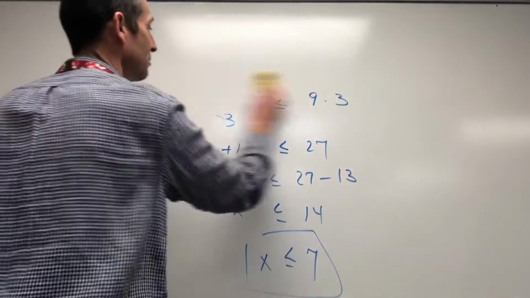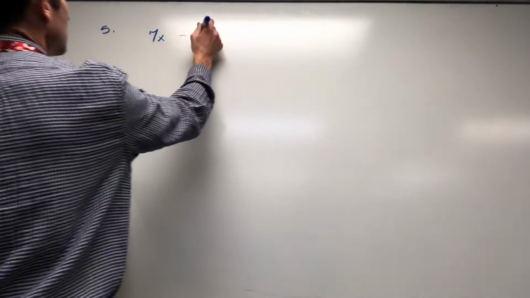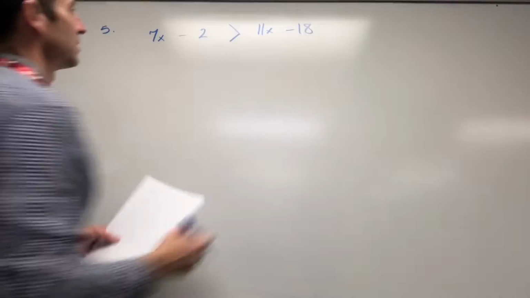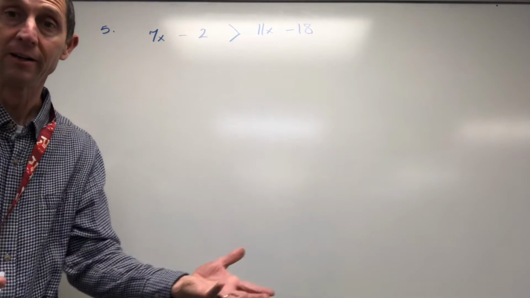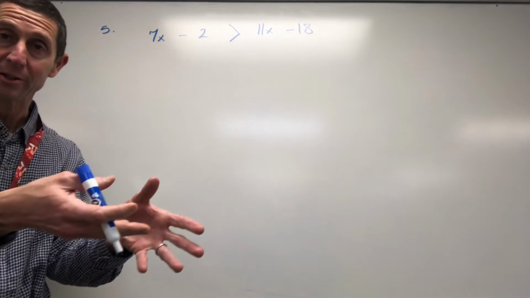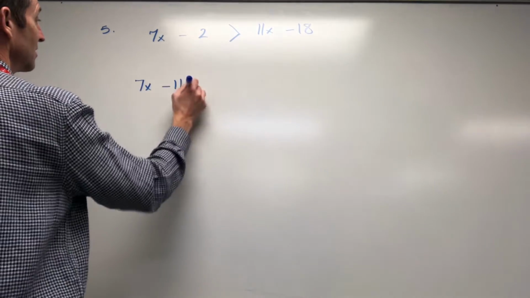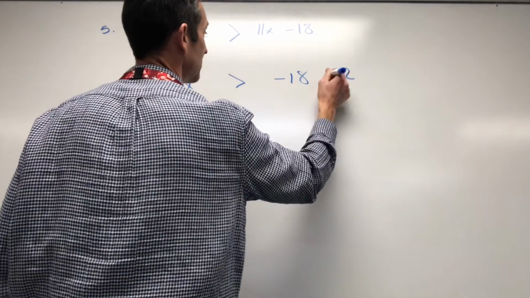done. Got 3 more. Let's see here, number 5. Like a 7x minus 2. 11x minus 18. Okay, same plan for solving inequalities as you would if it was just an equal sign. Got to get your x's together, got to get your numbers together, like terms together. So the 11x and the 7x, the negative 18, negative 2 becomes positive 2.